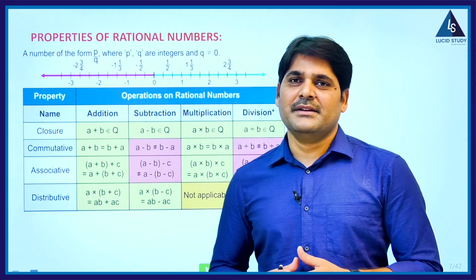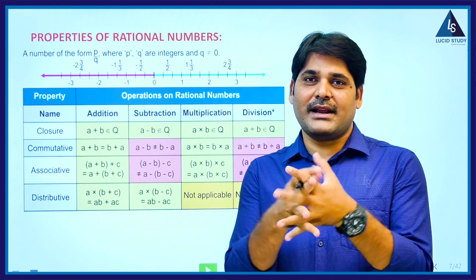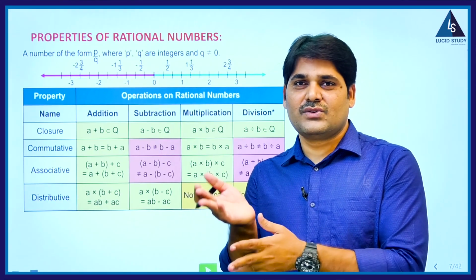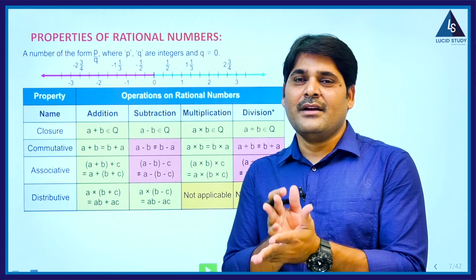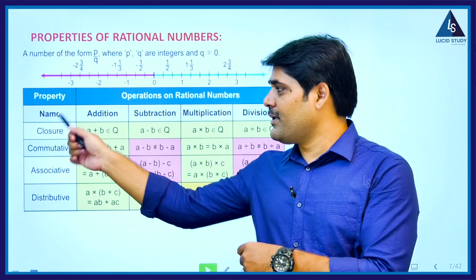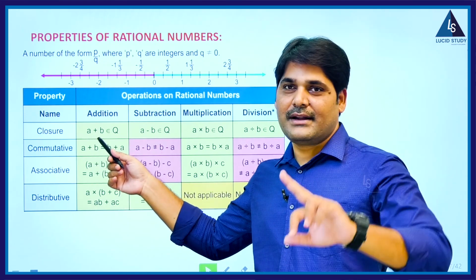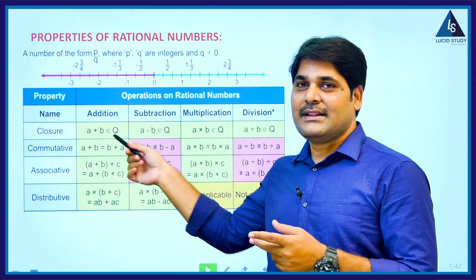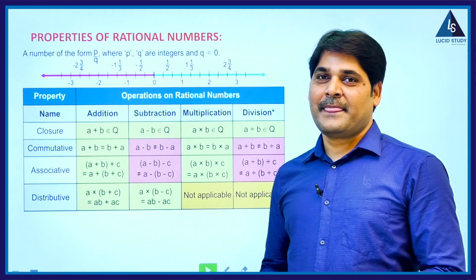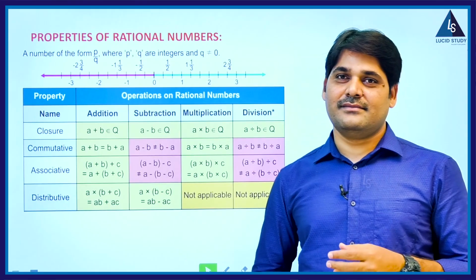Closure property is nothing. If you add two rational numbers, the answer will be a rational number or any other number. So the answer will obviously be a rational number. So if you add two rational numbers, if the answer is again a rational number, that property is said to be closure property. Okay, see here a, b are two different rational numbers. If you add these two, the result is again a rational number. So hence what we can say, rational numbers obey closure property under addition.